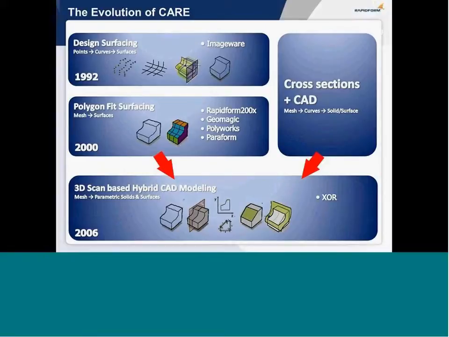Then in 2006, RapidForm invented the 3D scan-based hybrid CAD modeling. So in this case, we can use the design surfacing method from 1992, the polygon fit surfacing method from 2000, and we can use CAD methods from the Parasolid kernel, which we implemented in our software. So we have one software package which unites all three reverse engineering methods.